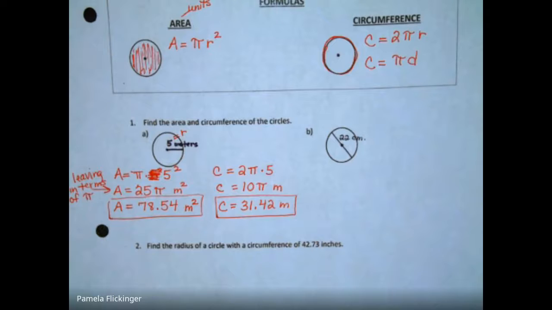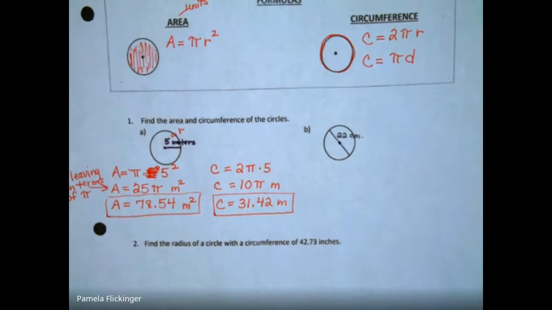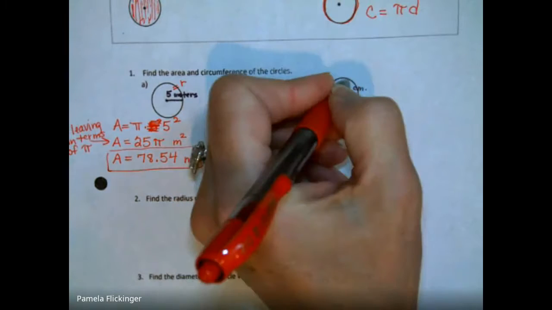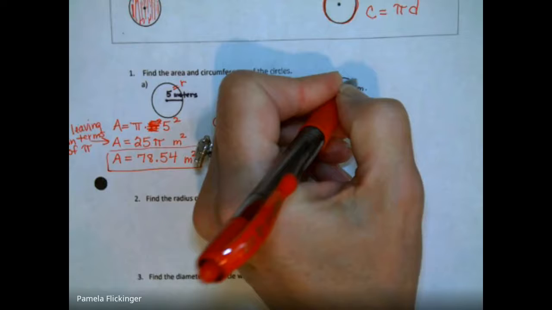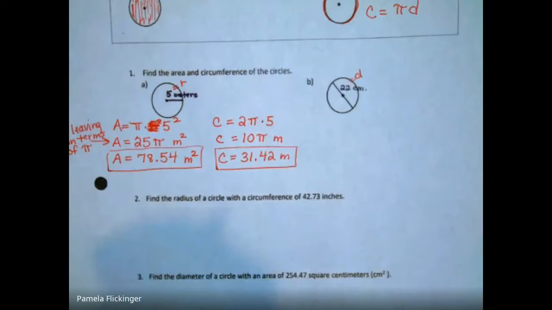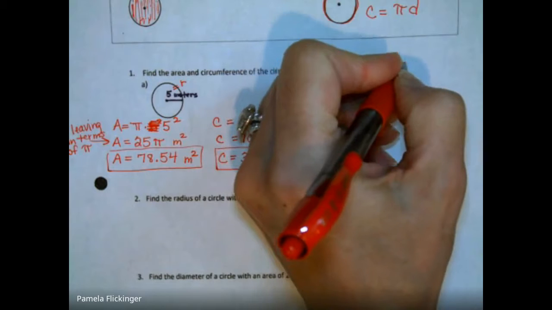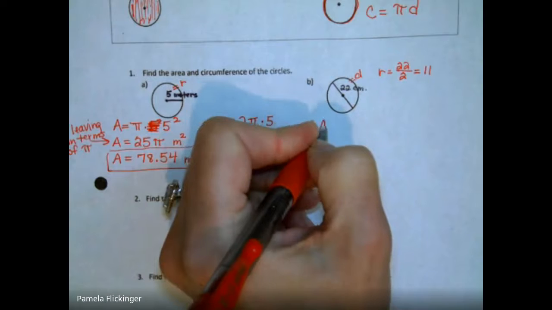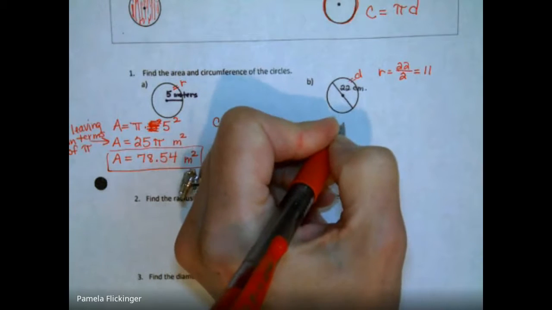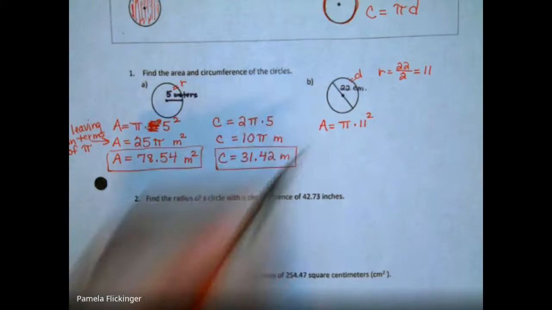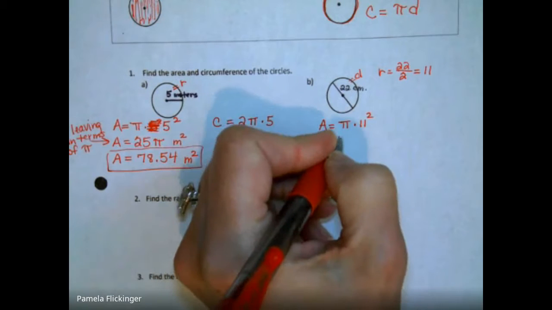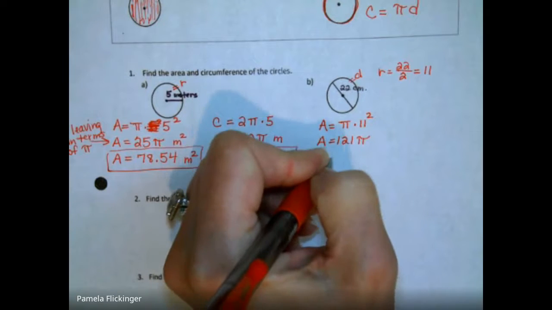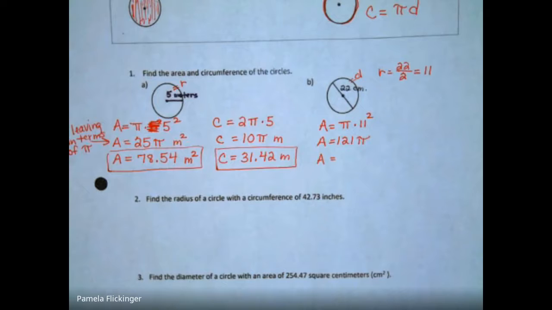Okay. Part B, you have to notice that this is not a radius. What is given in the problem is a diameter. All right, so in order to do area, you have to have the radius. So I'm just simply going to take the 22 divided by 2, and I know my radius is 11. So when I go to do the area, I'm going to have pi times 11 squared, which is going to be 121 pi, if they tell us to leave it in terms of pi.